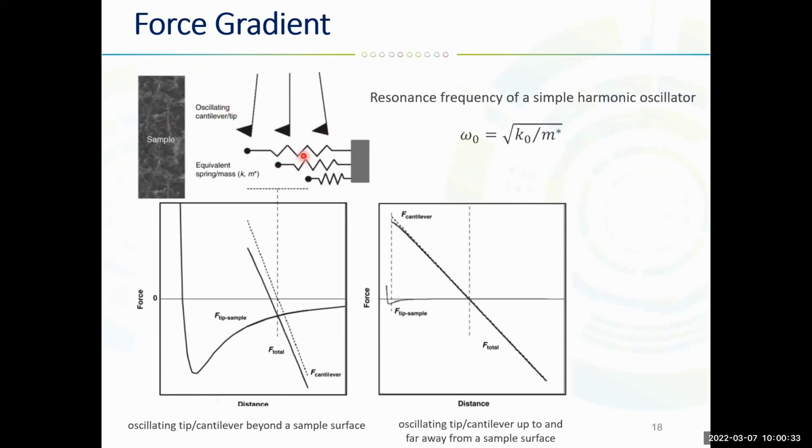Basically, what we are calculating here is the cantilever restoring force and the tip-sample interaction force between tip and sample. These are two different curves. The light gray curve here is the tip-sample interaction, and the force that is developed by the cantilever is this diagonal line.